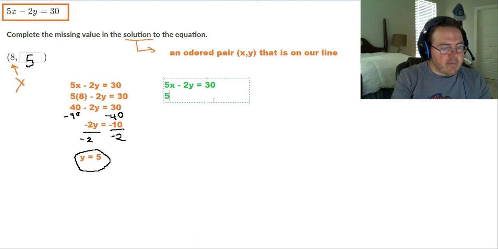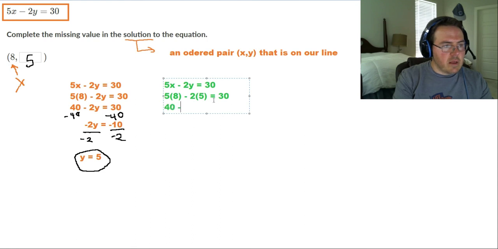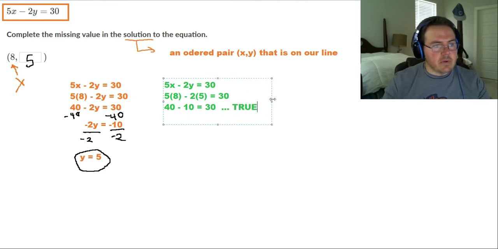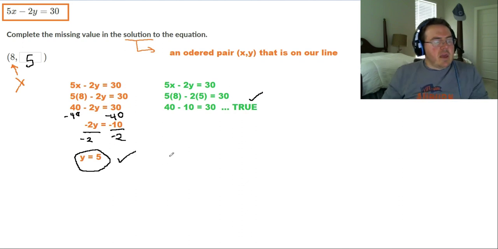So that'd be 5 times 8 minus 2 times what we think is y, which is 5, equals 30. And see if that makes sense. So it'll be 40 minus 10 equals 30. And that's a true statement. So yeah, y would be equal to 5. We just found a coordinate that is on the line. And that's how I would solve this problem.